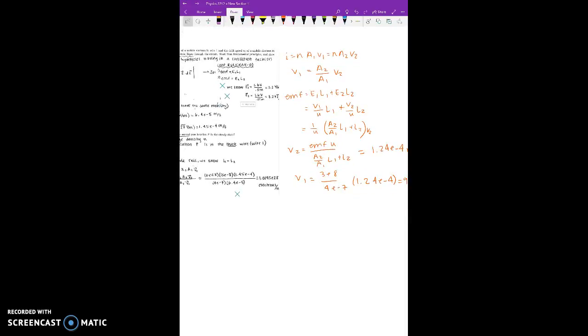So for part D, where it asks how many electrons per second, we just use the formula I equals N A1 V1 is equal to 6E28, 4E negative 7 times 9.3 E negative 6. And that gives us 2.23 E17.